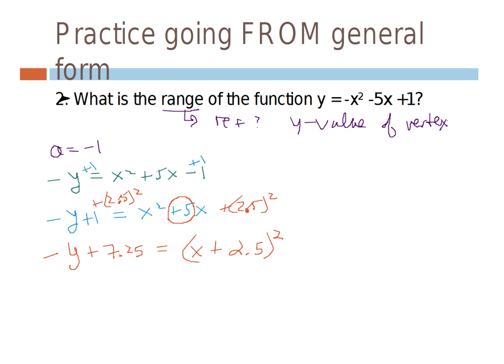Again, close to transformational form, but not transformational form. I need to factor out this 1 over a value, which is -1 in this case. So I'll have -1 times y minus 7.25 equals x plus 2.5 all squared. So the range, I see that it's been reflected, so I know that y is contained in negative infinity, round bracket around the negative infinity, up to positive 7.25 and a square bracket there.